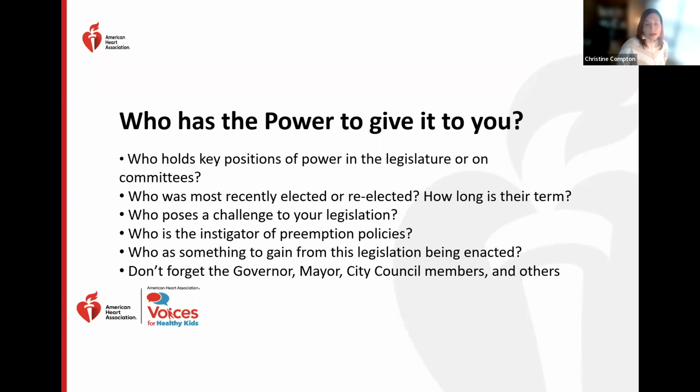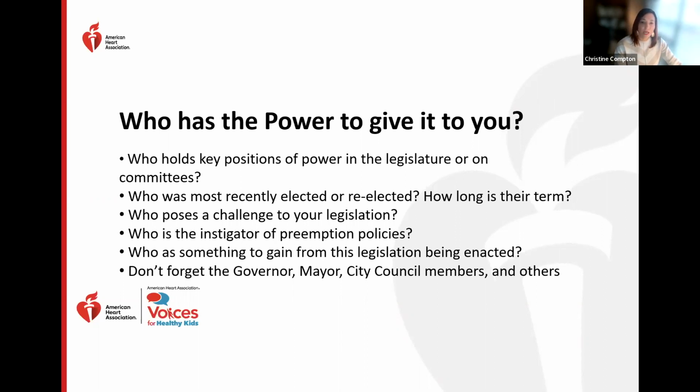So again, think about how long their term is. Are they on their way out? If they're not newly elected, are they maybe on their way out? Have they publicly said this is their last term? Maybe you're in a state or community that has term limits. Those are things that also could be a motivating factor for how much or how little your decision maker engages on a particular issue.